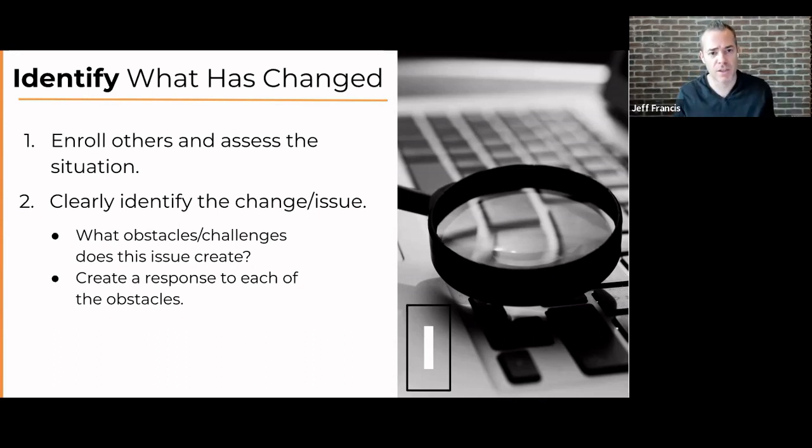So we've identified something that's changed, it's caught our attention, it might be a concern. How is that going to impact us? What kind of a challenge or risk does that introduce to us? And the second one is creating a response to each one of those obstacles.